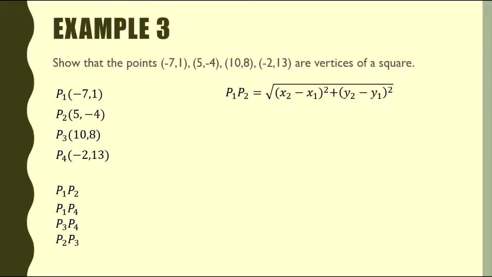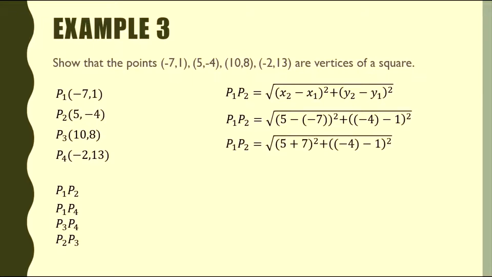Now, if you look at our given points, P sub 1 has the coordinates (-7, 1), and P sub 2 has the coordinates (5, -4). So this will be our x sub 1, this will be our y sub 1, this is going to be our x sub 2, and this is our y sub 2. Now, substituting that in our formula, the distance from P sub 1 to P sub 2 is equal to the square root of the quantity 5 minus -7 squared plus the quantity -4 minus 1 squared. Next, we are going to simplify what's inside the parentheses.